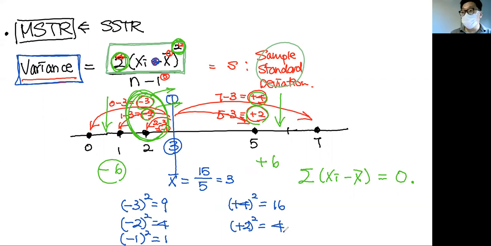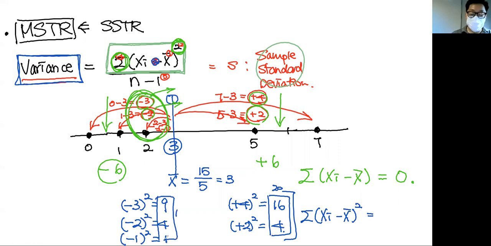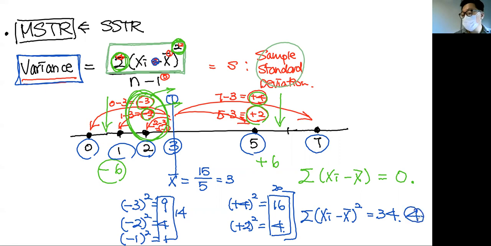Then now we take the sum. We take the sum of xi minus x bar squared, which is positive. So here is a 20, and there is a 14, making 34. At the beginning, we had the samples 0, 1, 2, 5, 7. In step 4, we take the sum of the squares. It's 34. It is the sum of squares.